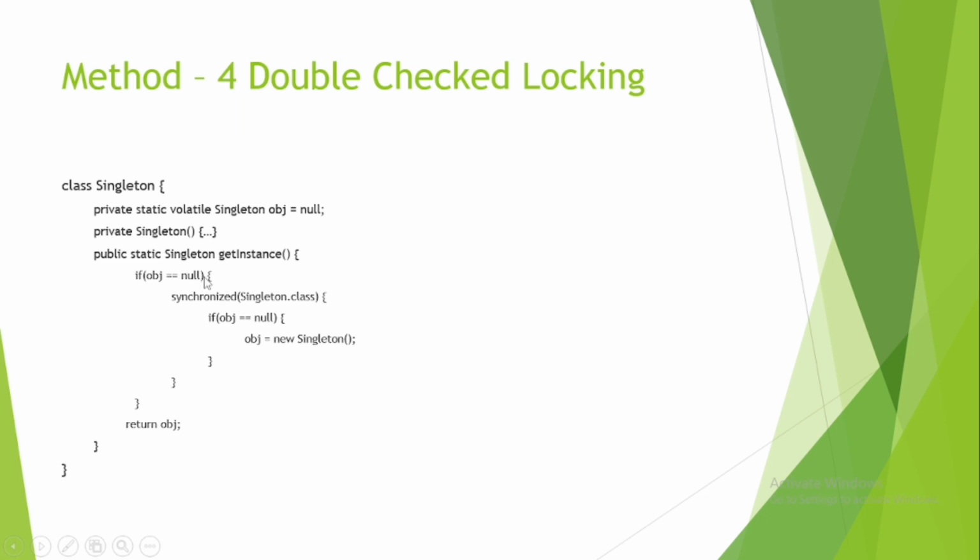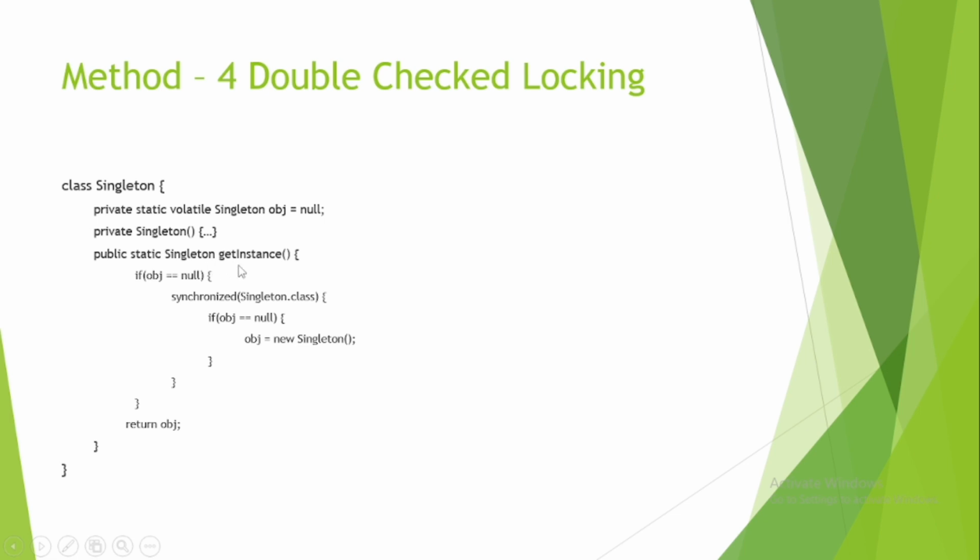Because the very first time it will be null, this is the synchronization. And the object equals new Singleton, I got the object, and I am returning the object. But now think about the second time I am calling the getInstance method. It will check whether object is null or not. If object is not null, it will not go inside this complete block, so the execution time will be minimal and it will directly return the object, right?